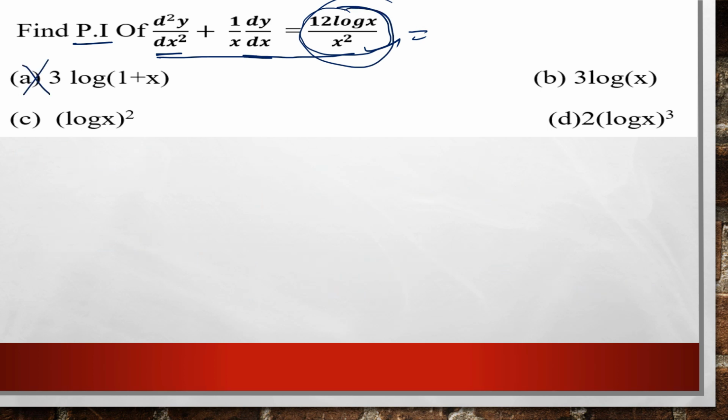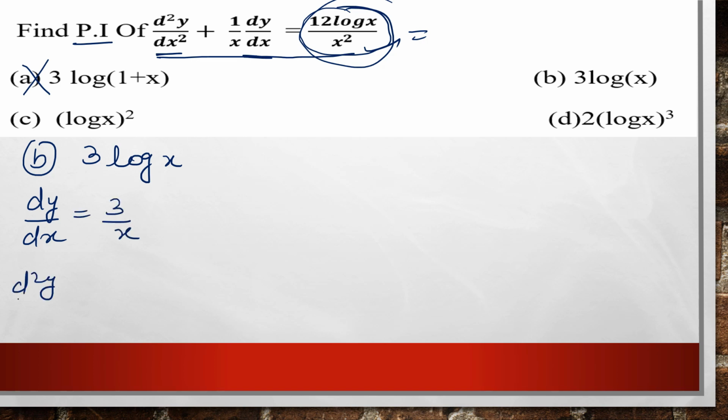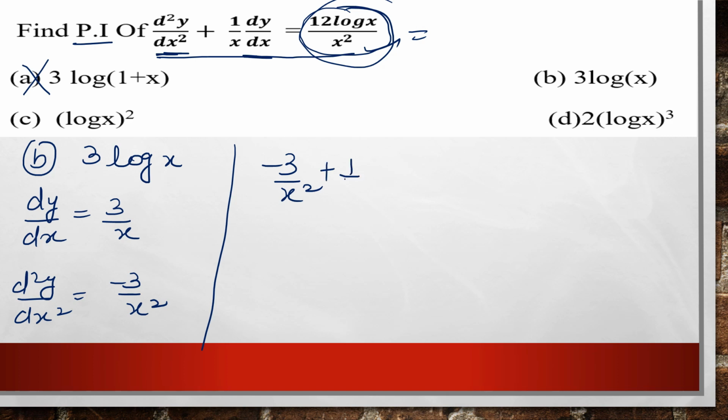Now come to option number B. What is option number B? Option B is 3 log x. What is dy over dx here? Dy over dx is 3 by x. D square y over dx square is what? Minus 3 by x square. Now place the values here. So this is minus 3 over x square plus 1 by x into 3 by x. So what we are getting? We are getting minus 3, you can take common, 1 by x square.